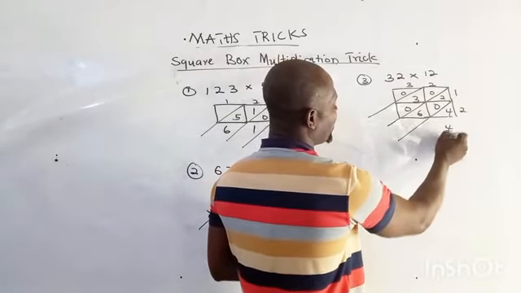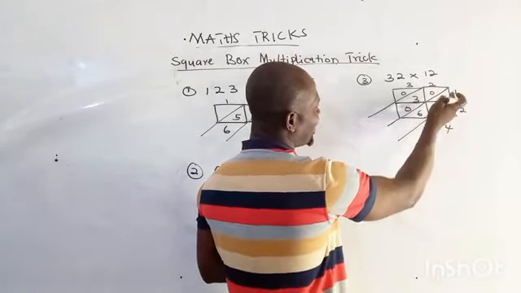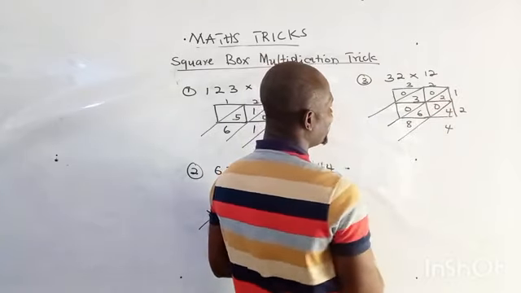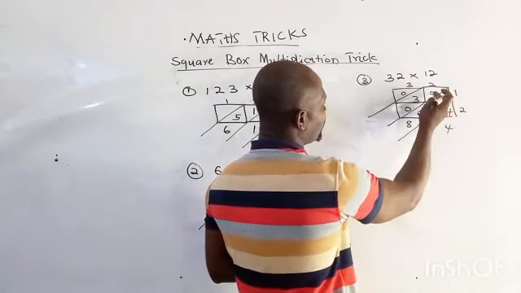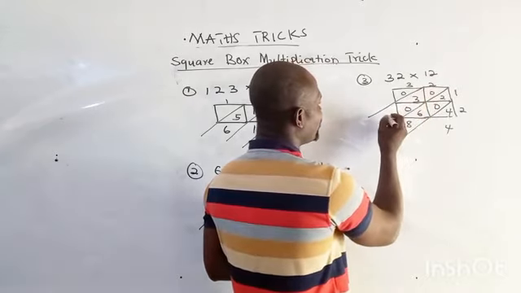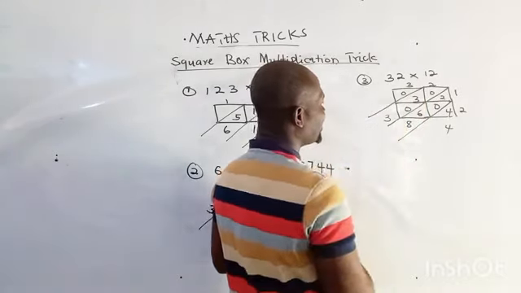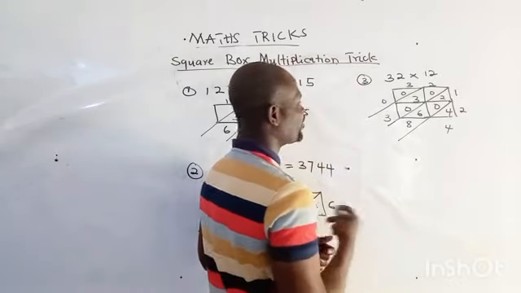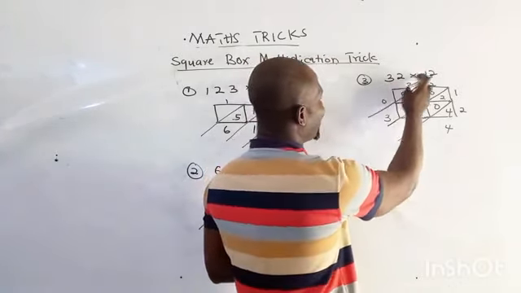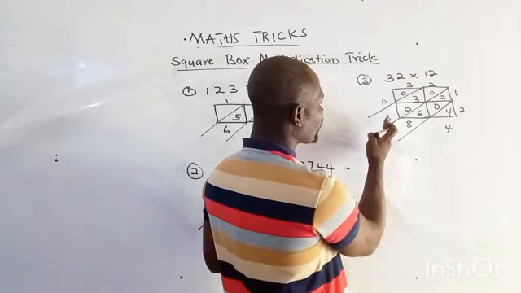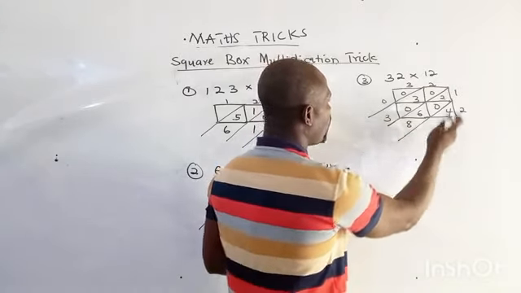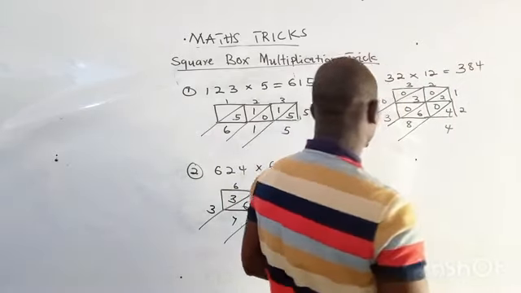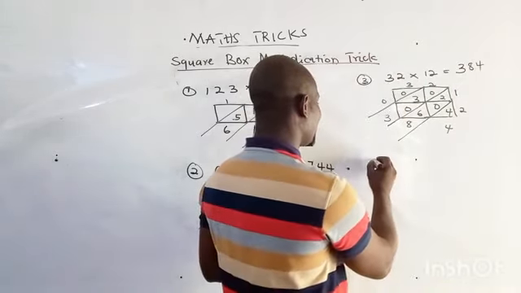Now let's consider the diagonals. Here we have 4 here. Then looking at the ones in this line, 2 plus 0 plus 6, you are getting 8. The same way, 0 plus 3 plus 0, you are getting 3. We have 0 left there. So we put the 0 there as well, or you can decide to leave it. So 32 times 12, you are going to get 384. So the answer is 384.